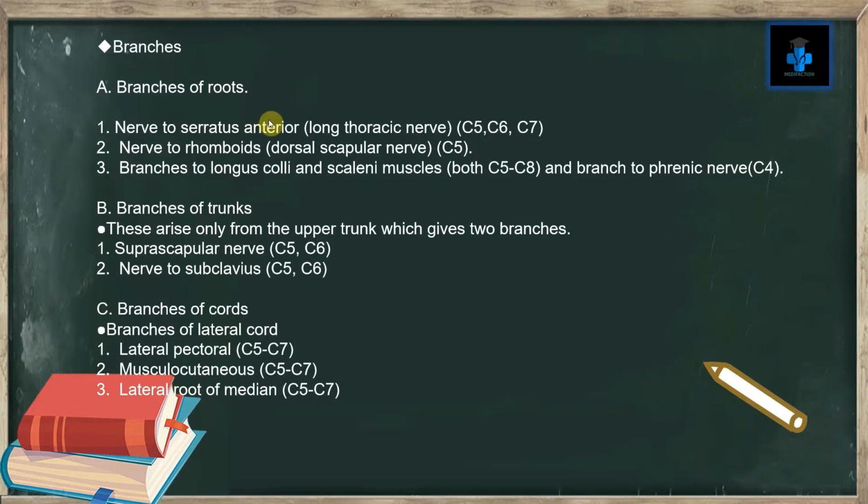Branches of roots. Nerve to serratus anterior, also called the long thoracic nerve, which comes from C5, C6 and C7. Nerve to rhomboids is another branch of the roots, which is the dorsal scapular nerve from C5. Branches to longus colli and scalene muscles both arise from C5 to C8, and the branch of the phrenic nerve comes from C4.